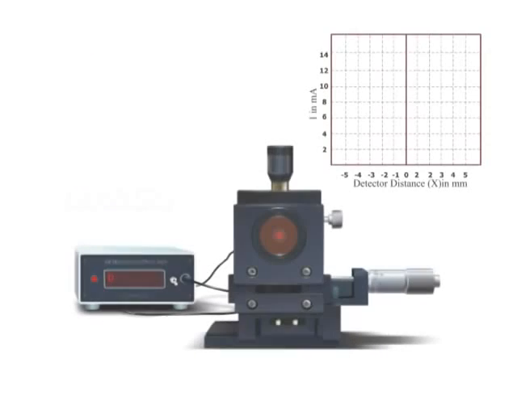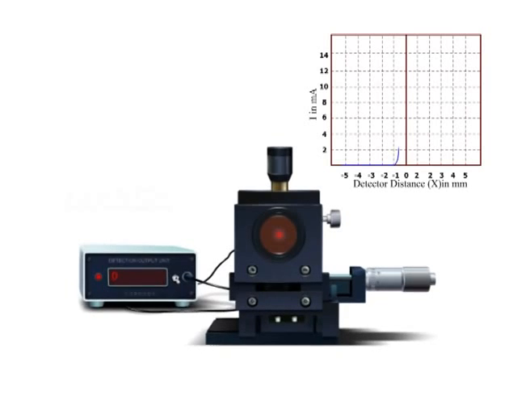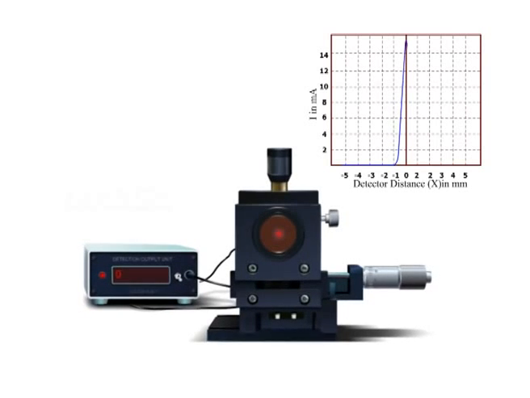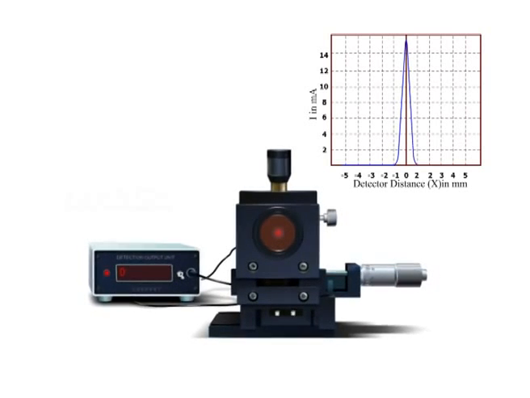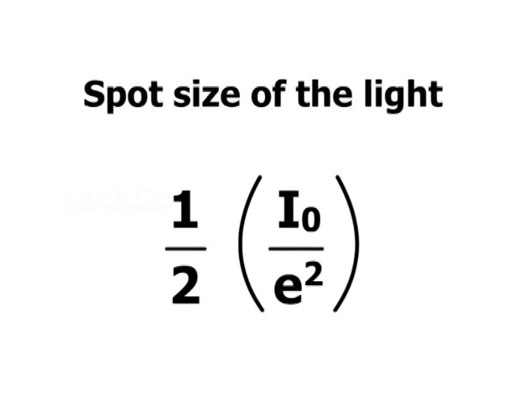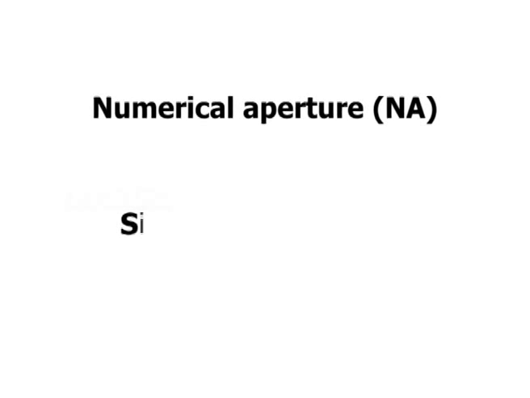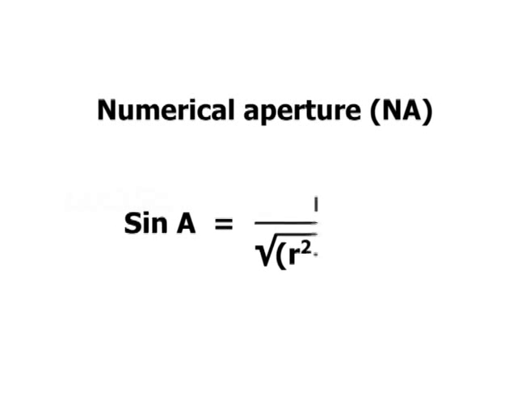Number 7. Plot the graph between each point of the detector scanned on the x-axis and its corresponding maximum intensity of current on the y-axis. Number 8. Calculate the spot size of the light using the formula I0 by e square, half. Number 9. The numerical aperture can be calculated using the formula sin theta A is equal to R by square root of R square plus D square.